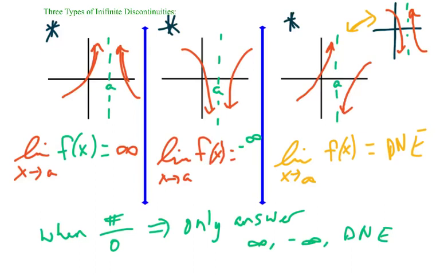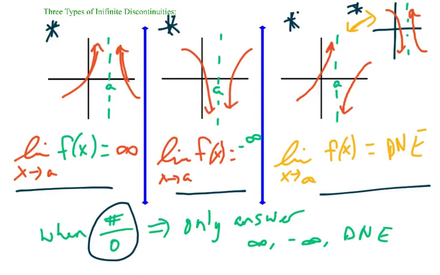Because when you get a number over 0, that means you have a vertical asymptote, and these 4 are the only graphs that you can get with a vertical asymptote. Therefore, these 3 answers are the only possibilities when you plug in and get a number over 0. So be very careful of that.